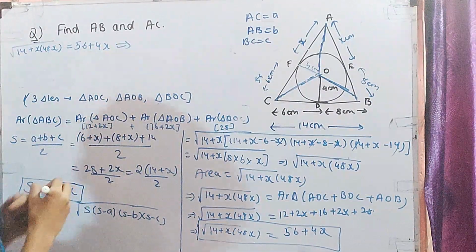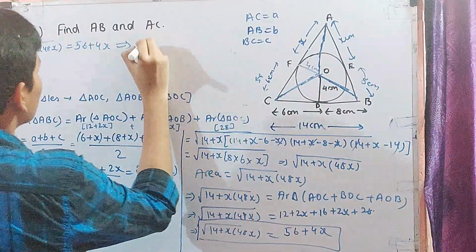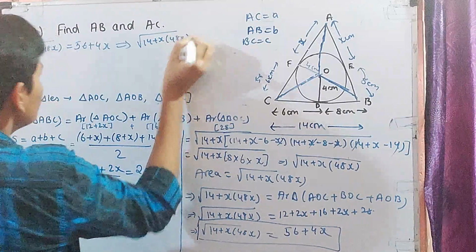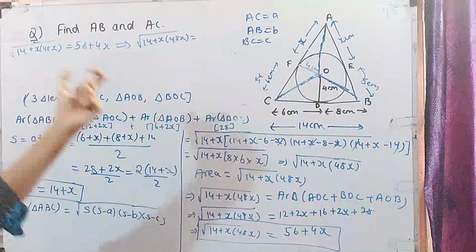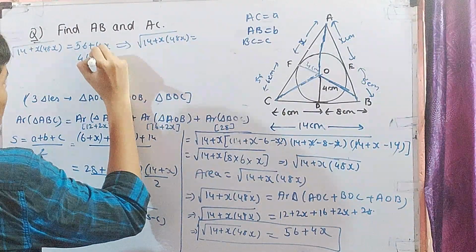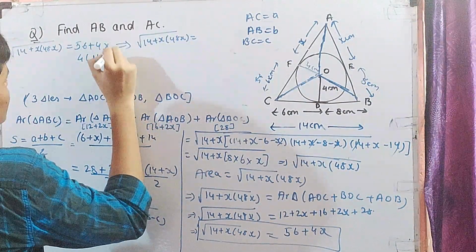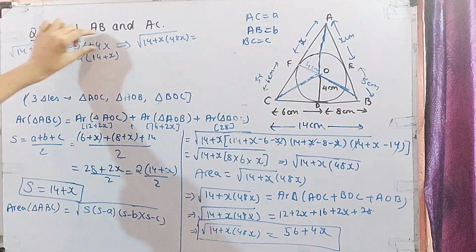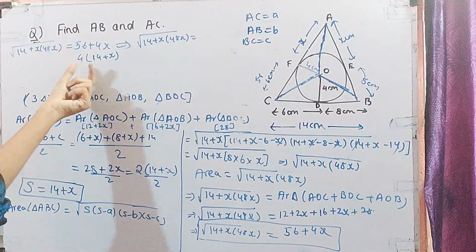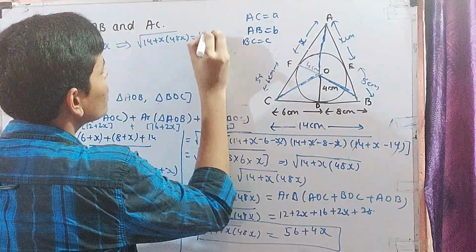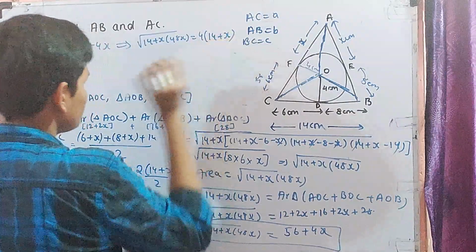Now here, in this equation, we can take 4 as common. What will happen if we take 4 common? It will become 4 into (14 plus x) is equal to 56 plus 4x. 14 times 4 is 56 and 4 into x is 4x. So hence we can write 4 into (14 plus x).